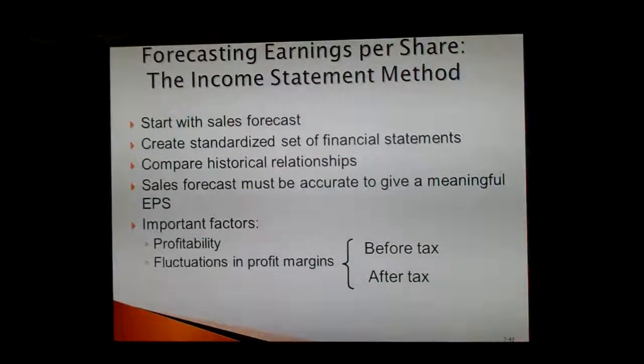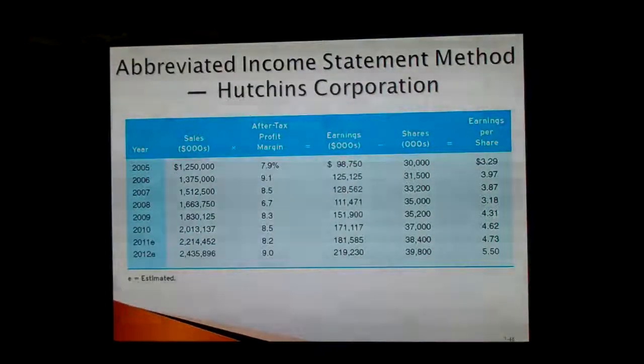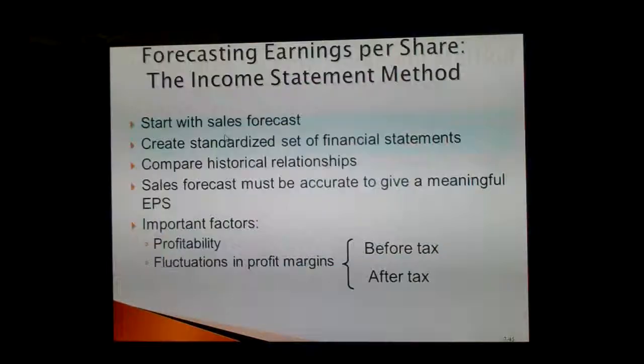Okay, the income statement method. Start with the sales forecast. Create a standardized set of financial statements. Compare historical relationships. So you're going to multiply your income statement by a calculated or estimated growth rate, and then multiply your income by your growth rate. Really pretty straightforward, okay?